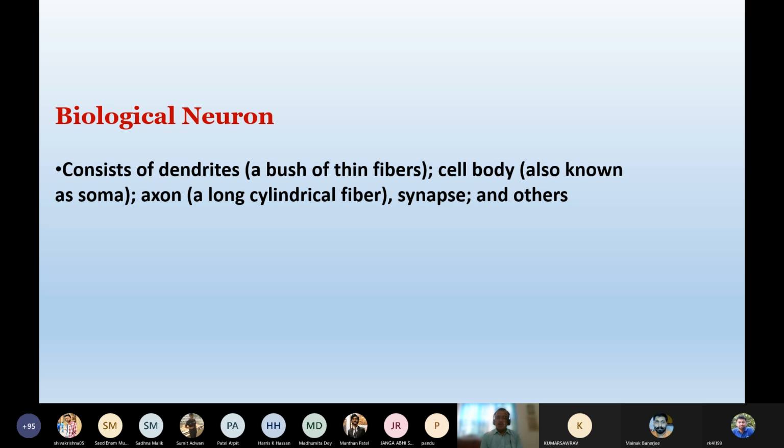Now, the biological neuron, all of you have studied at school level, that our nervous system or brain consists of a large number of neurons, and each particular neuron consists of dendrites. Dendrites are nothing but a bush of thin fibers. Then we have the cell body, which is also known as soma. Then we have the axon, which is a long cylindrical fiber. Then we have the synapse, that is the junction between one neuron and the neighboring neurons.